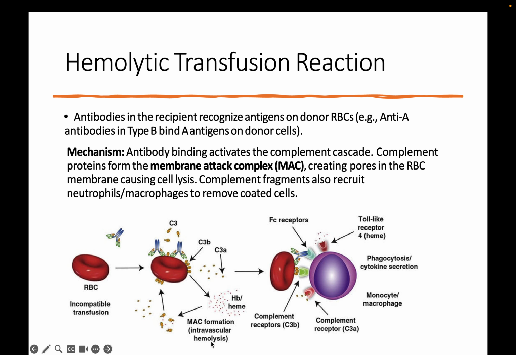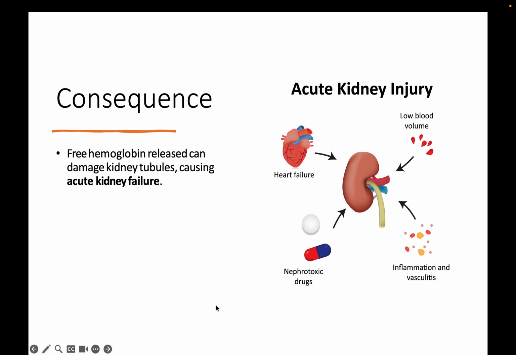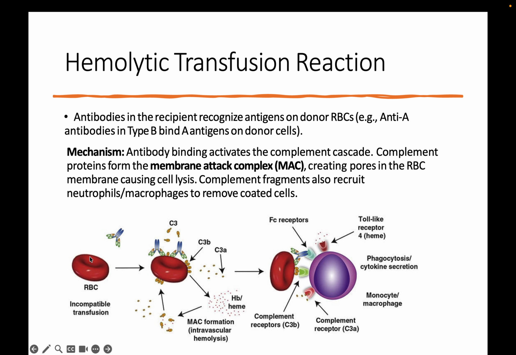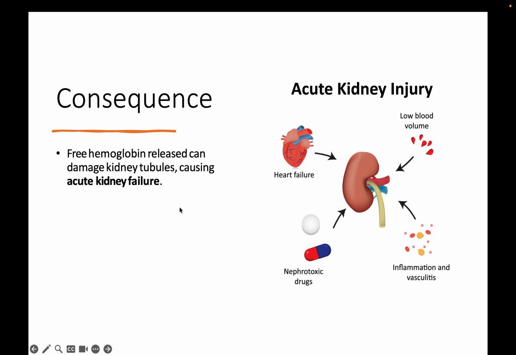and it's going to cause the formation of your MAC complex. This is your complement, which is going to bring in other cells. You get release of C5a and C3a, which bring macrophages and neutrophils. Macrophages here will start to phagocytose. You start breaking down all of these red blood cells. And when you break these red blood cells, you release heme. Heme, the hemoglobin that is supposed to be inside these red blood cells, is very toxic. It can go into your kidneys and cause injury there. This is what we call acute kidney injury, which can be lethal.